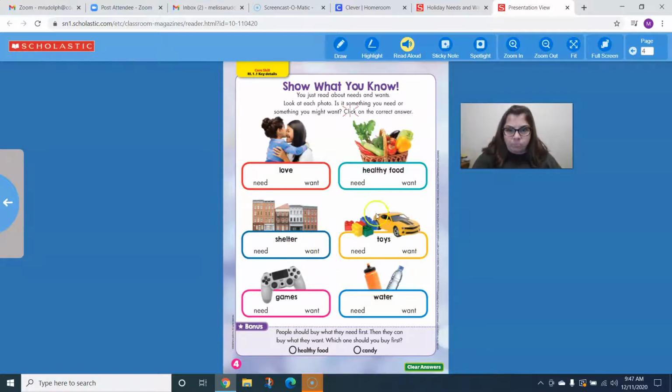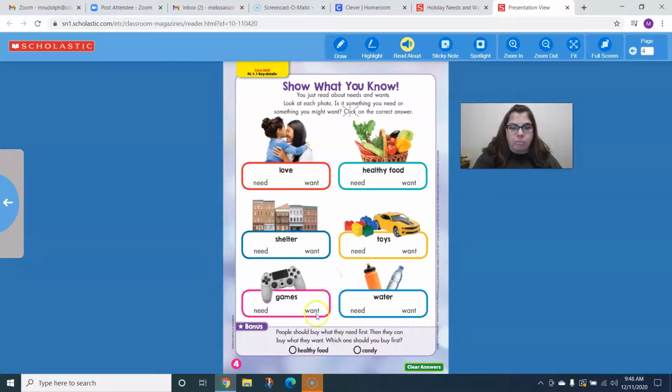Very good. These are toys. Do we need toys or do we want toys? We want them. Right. Good job. Yes, toys are fun to have and they're amazing, and I hope you have some amazing toys at home. But I want you to remember you don't need them to be able to live, okay? They're just something nice to have that bring you joy.